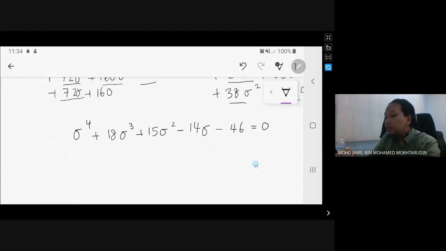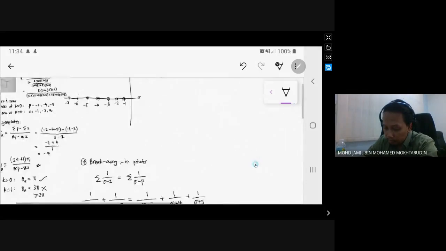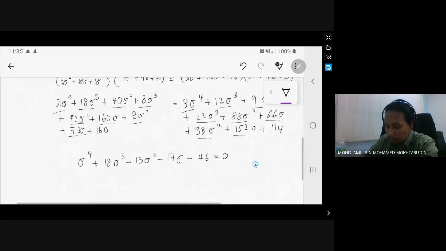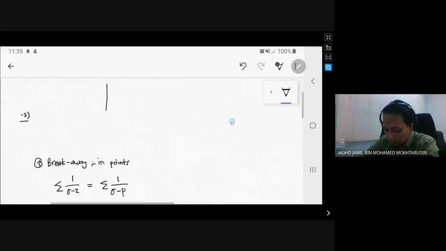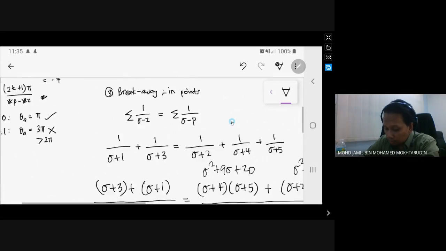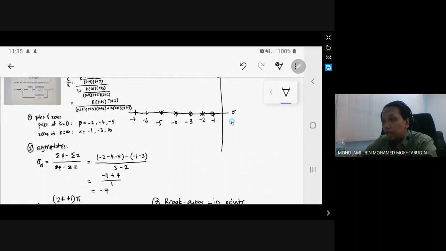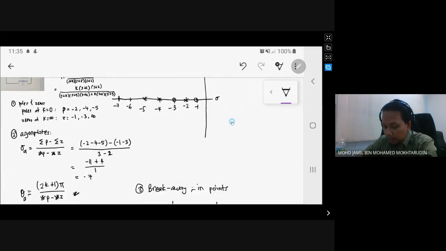Okay, wait a moment, the calculator is calculating. Oh no. Cannot get the answer. Okay, while waiting for the calculator, we know that there are no complex poles and zeros. So there is no angle of departure and angle of arrival. Okay, so we have all the necessary information.